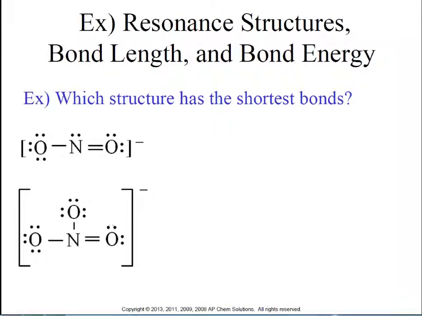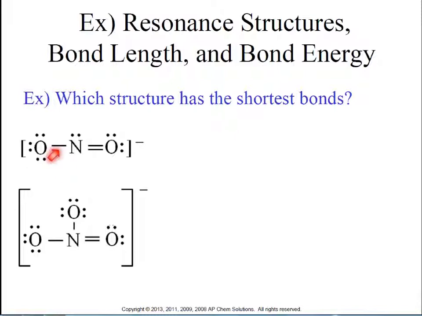So if we look at nitrite and nitrate, NO2 and NO3, the question is which structure has the shortest bonds? Now, if you don't know anything about resonance structures, you would say, well, this guy has got single bonds and that one's got double bonds. This guy has single bonds and that one has double bonds. So they're the same. But that's not true based on what we know now.